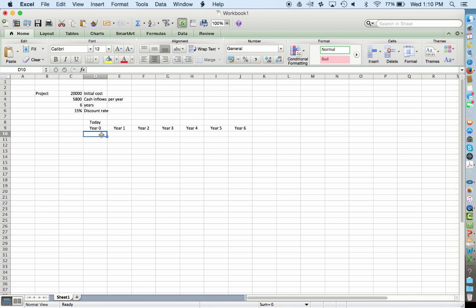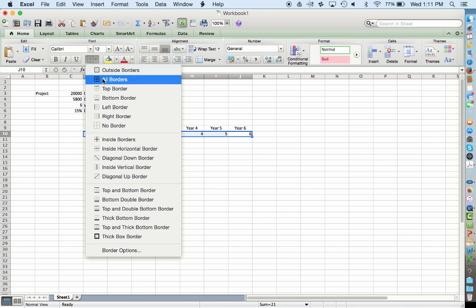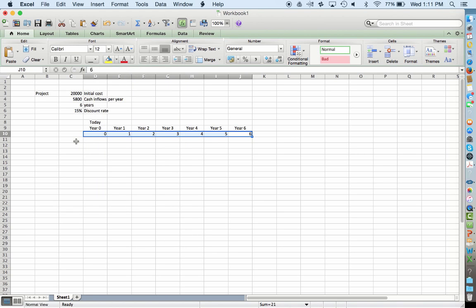Now, I have typed that in. It's text. That's cool. But I also want some numerical values, because when I do the formula development, it's going to be better. So I'm going to type in those years as actual numerical values, 0 to 6, just like so. Okay, so now I have the timeline.